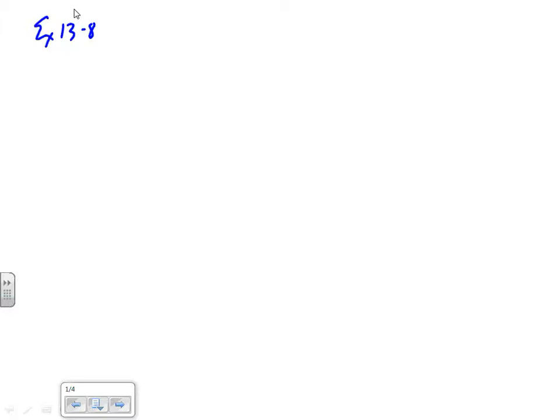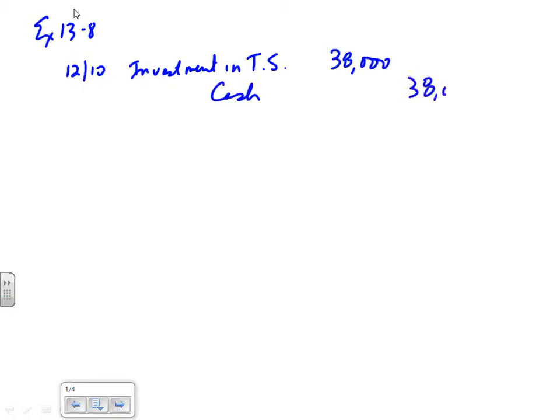So on 12/10, we'd have investment in trading securities, and I'll just abbreviate it as TS. And we have 500 times 76. That's going to give me $38,000. And we're going to credit cash, $38,000. And remember, we account for it as a portfolio, so we don't have a separate account for Carroll and Dynamo. Everything goes into the trading securities account.